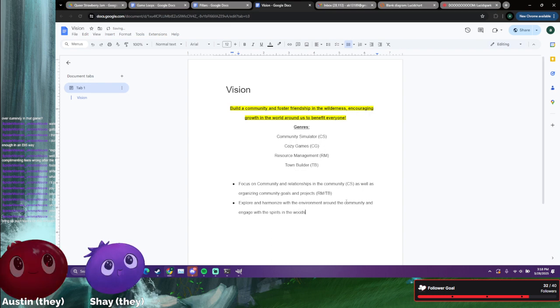Explore and harmonize with the environment around the community and engage with the spirits in the woods. That's what I'm going with. And I'd put that under cozy games because it's just vibing, exploring, engaging with the spirits. I'm using spirits broadly because while most of them are Fae, not all of them are necessarily going to be. But that's also a discussion we have to have in terms of the writing, how narrow and how broad we want to go with the fantasy elements.